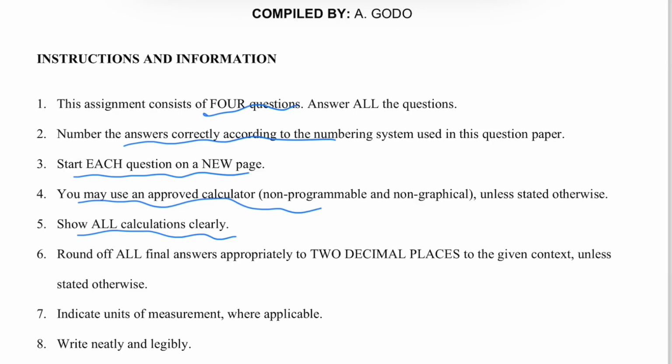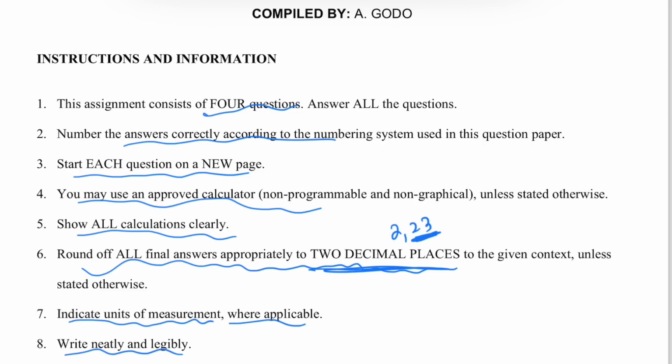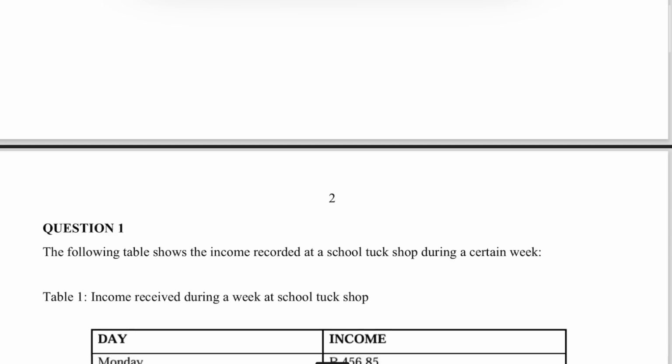Don't just give a final answer, and round off your final answers to 2 decimal places. 2 decimal places, guys, for example 2.23, means 2 decimals after the comma. Also indicate the unit of measurement where applicable, and write neatly and legibly.